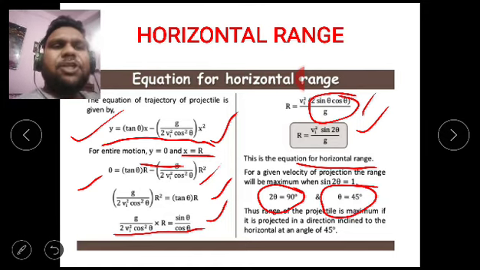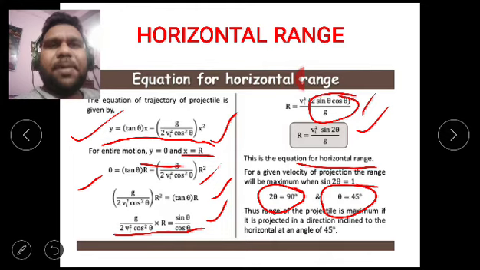That means the range of the projectile is maximum when it is projected in a direction inclined to the horizontal at an angle of 45. So at theta is equal to 45, at 45 angle of projection, the range of the projectile will be maximum. And maximum height will be at theta is equal to 90, as we have already discussed in the previous slide. Okay, so this is how we are getting horizontal range by one method. There is one more method that is simpler than this, but both the methods are equally acceptable. So now we will move to another method.